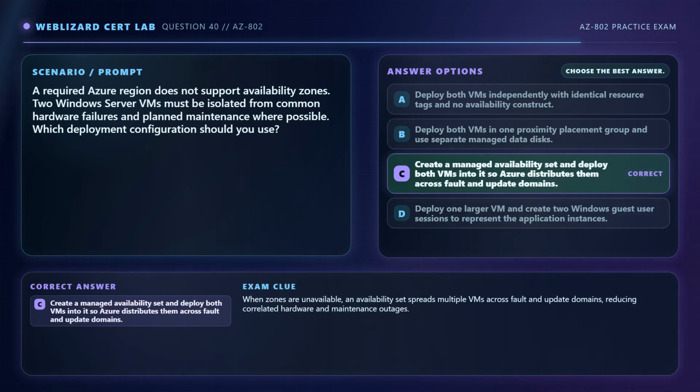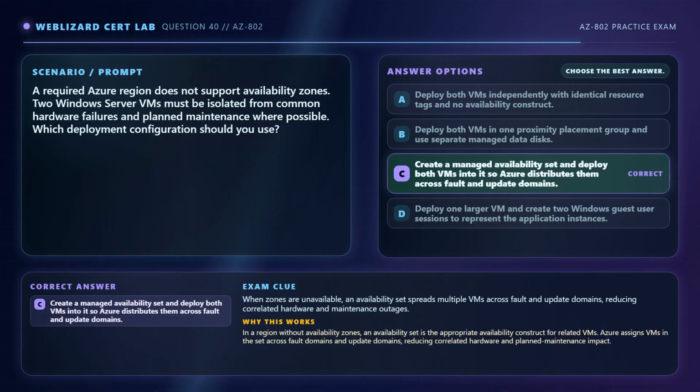The correct answer is C. Create a managed availability set and deploy both VMs into it, so Azure distributes them across fault and update domains. In a region without availability zones, an availability set is the appropriate availability construct for related VMs. Azure assigns VMs in the set across fault domains and update domains, reducing correlated hardware and planned maintenance impact. When zones are unavailable, an availability set spreads multiple VMs across fault and update domains, reducing correlated hardware and maintenance outages.